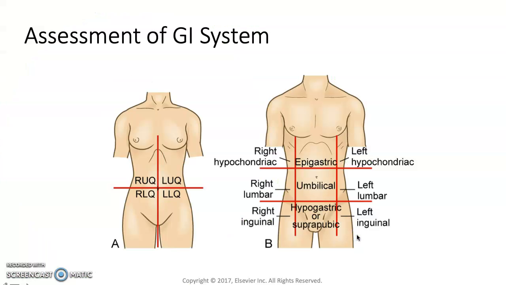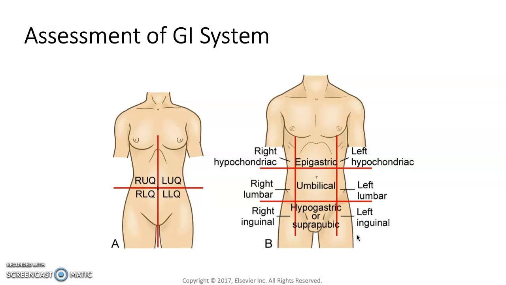All right, so just briefly I want to go over this because this is what we're going to be using when we document and chart and when we talk to patients. Remember, there are two systems that we use when we're talking about assessment of the GI system. Probably the more common one is when we say right upper quadrant, left upper quadrant, right lower, left lower. This system divides the abdomen into four quadrants by a perpendicular line from the sternum to the pubic bone, and then a horizontal line across the abdomen.